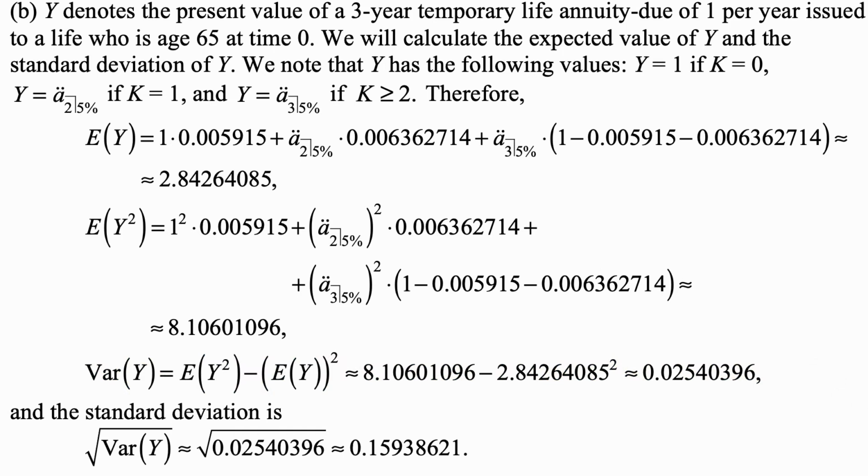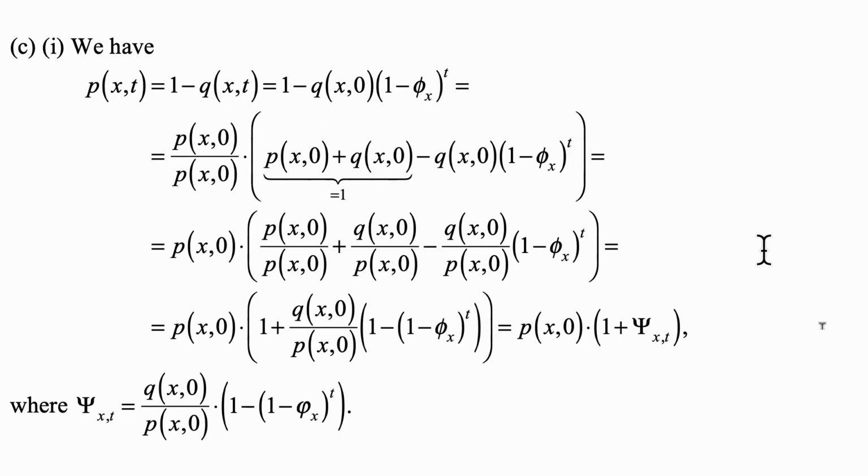And then we get the variance to be approximately 0.02540396, and the standard deviation is the square root of that, which is approximately 0.1593861. For part C, or question C, part 1, we have P of xt, the probability of survival.